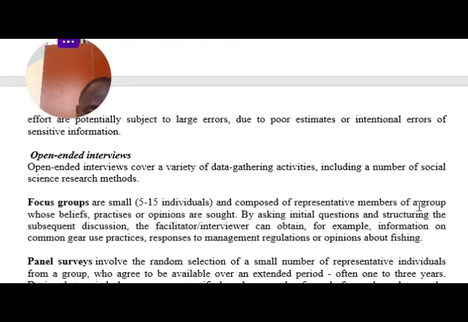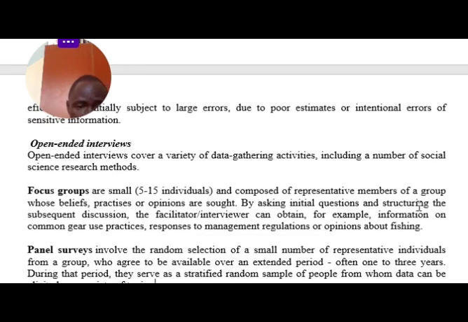The interviews also have different forms. That is what we call the open-ended interview. The open-ended interview covers a variety of data collection activities, including a number of social sciences and research. So different activities are searched out and looked into, to view different aspects of research methods. That is what we call the open-ended interview.